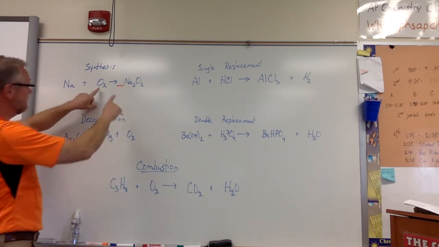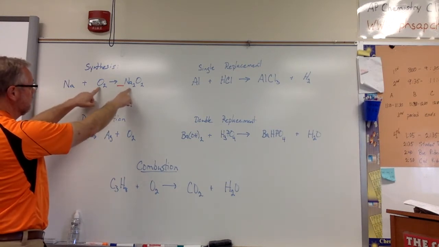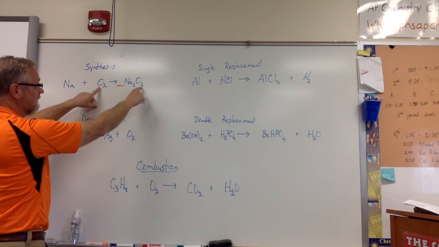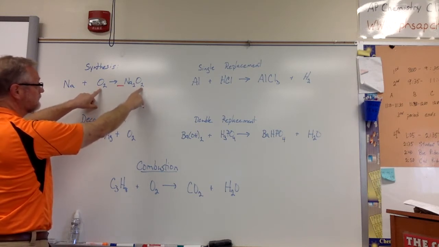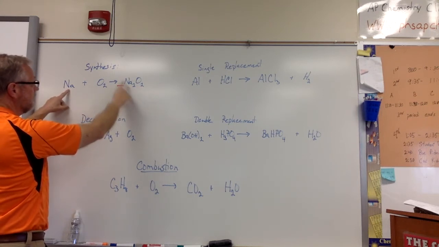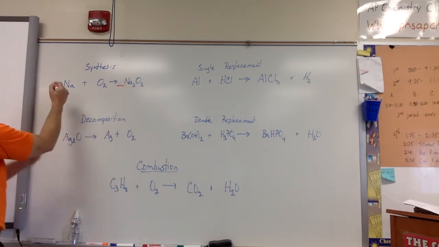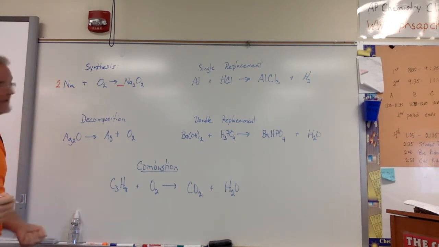So whenever I look at this, I have 1 sodium, I have 2 sodiums. I have 2 oxygens, I have 2 oxygens. So my oxygens are already balanced, so I have to balance my sodium. So I'm going to leave a 1 right there, just come over here and put a 2, and it's balanced.